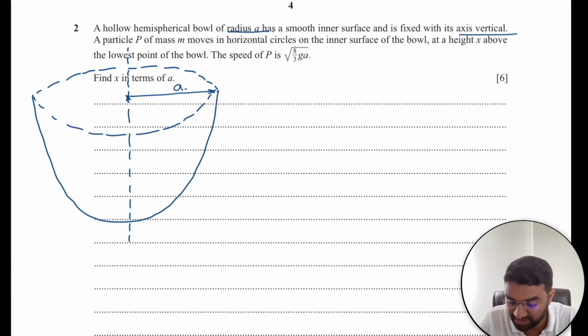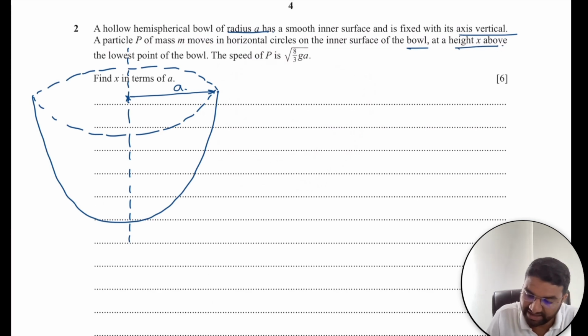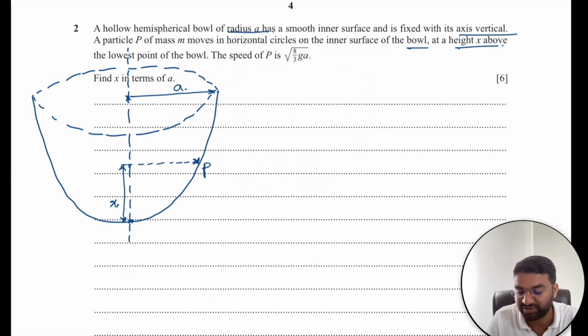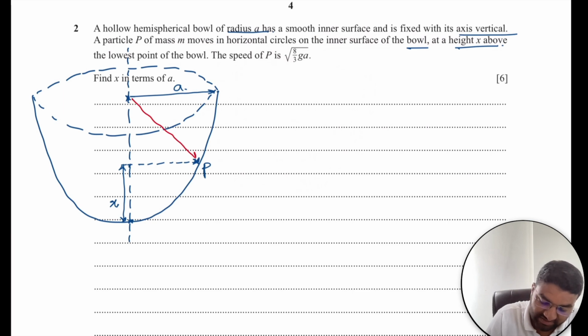Now the particle of mass m moves in a horizontal circle on the inner surface of the bowl at a height of x. So the height x above the lowest point is this one, and here we have the x distance, and here this particle P is. This is particle P. If you draw all the lengths relating to this point P, we have this also as radius a, right?